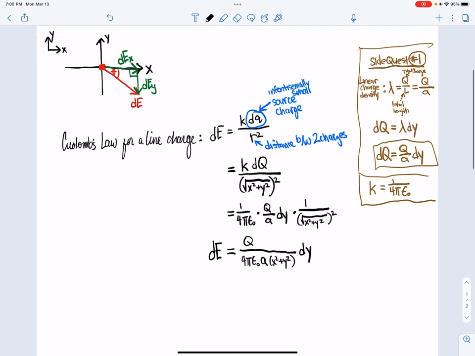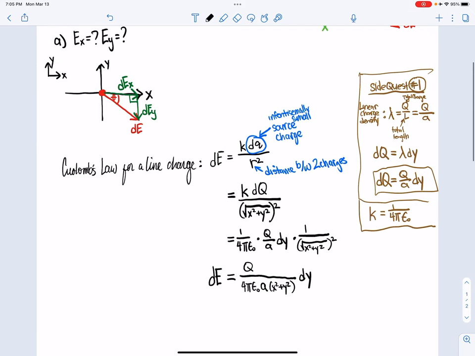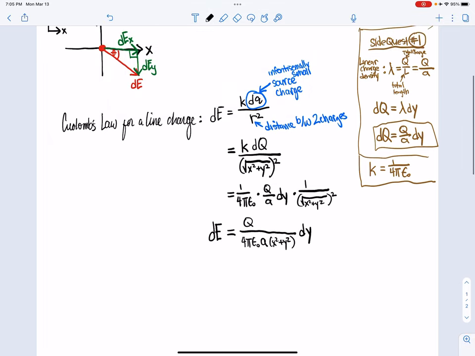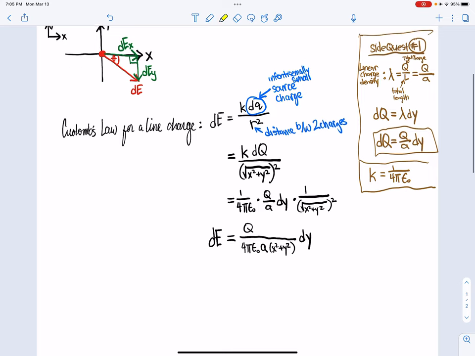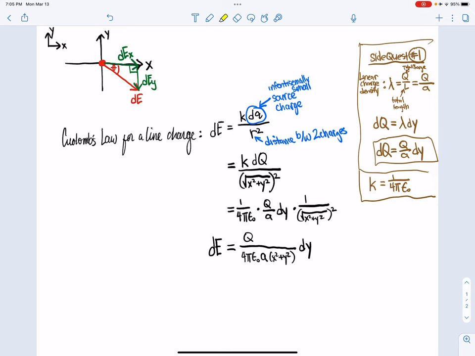All right, but that's not what the question was asking for, right? Part A is asking for the x and y components of the electric field. So looking at this graph that I've drawn, we were able to find the dE right here. Now let's break it into x and y components and get the dEx and dEy, right?